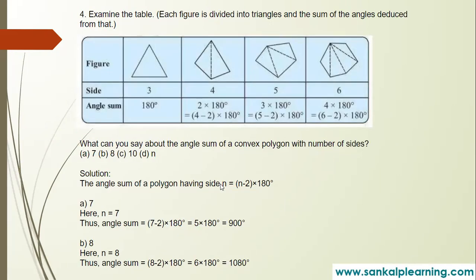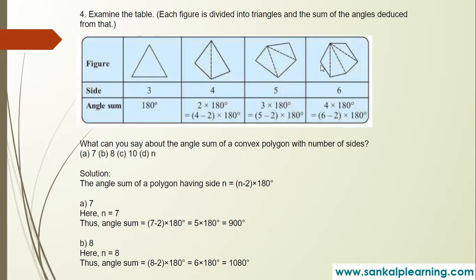Next, fourth one, examine the table. Here they have given figures, children. You should know the names of the polygons. Okay. So a three-sided figure is called a triangle. A four-sided figure is called a quadrilateral. That is okay. Triangle, and it is quadrilateral. And if the polygon has 5 sides, it is called a pentagon.